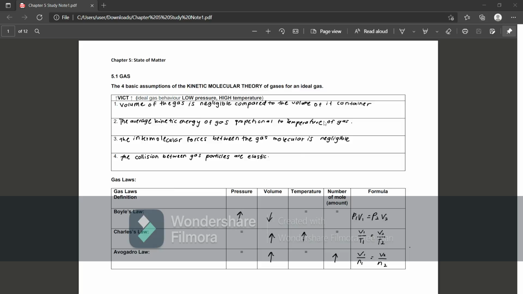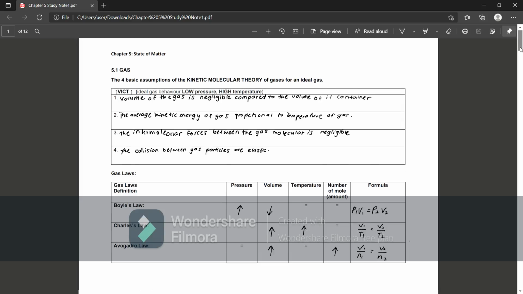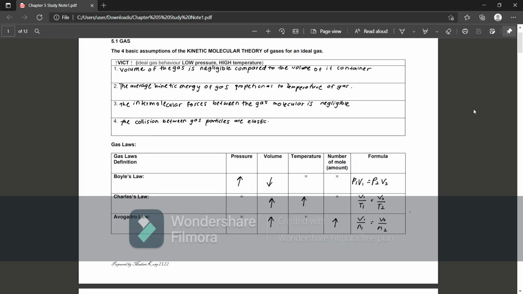Okay, we start topic five. 5.1, the four basic assumptions of kinetic molecular theory of gases of an ideal gas. That's four. The volume of the gas is negligible compared to the volume of its container. The average kinetic energy of gas is proportional to the temperature of the gas. The intermolecular forces between the gas molecules are negligible. The collisions between gas particles are elastic.